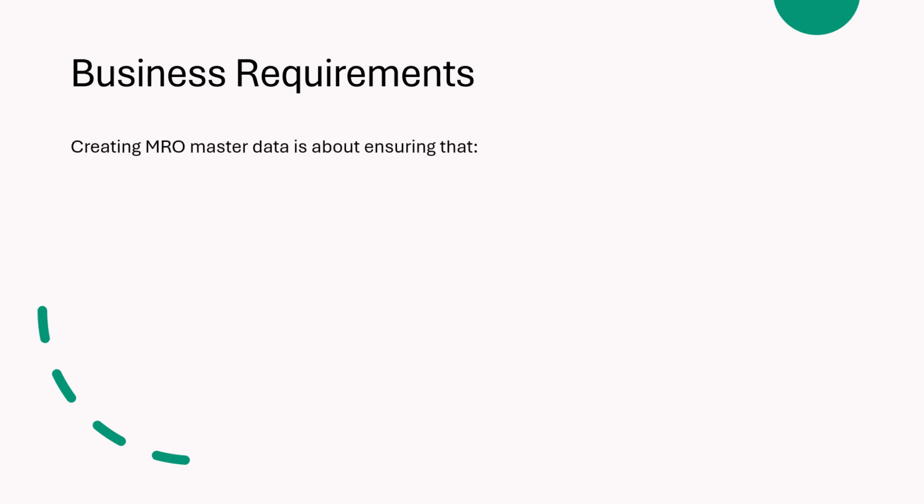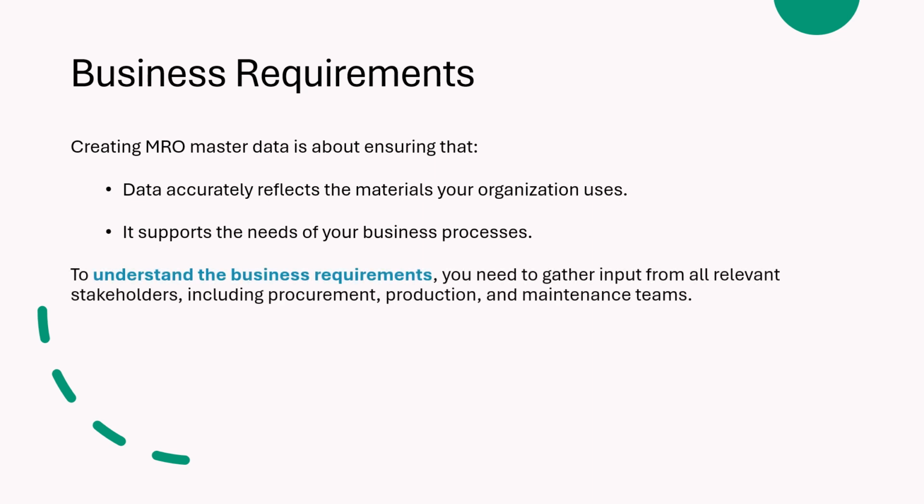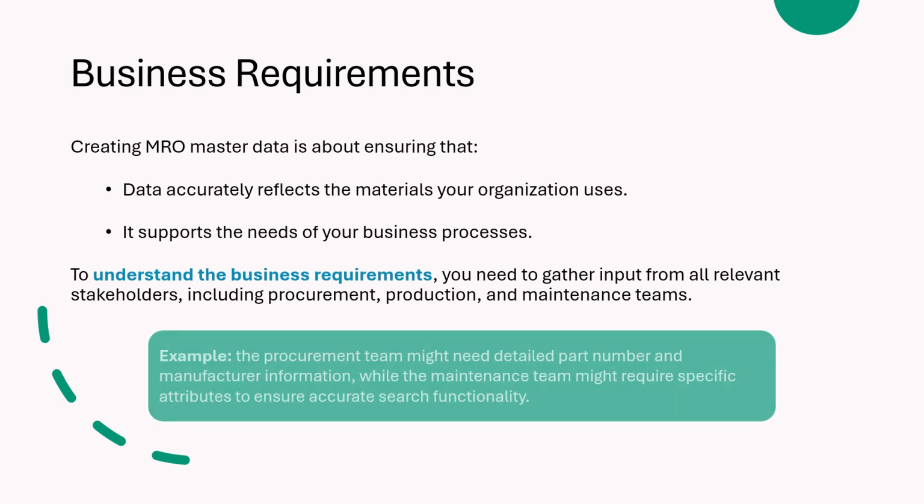Creating MRO master data is not just about filling in fields in an ERP system. It's about ensuring that the data accurately reflects the materials your organization uses and that it supports the needs of your business processes. Before you start creating data, it's crucial to understand the business requirements. This means gathering input from all relevant stakeholders, including procurement, production, and maintenance, to ensure that the data meets their needs. For example, the procurement team might need detailed part number and manufacturer information, while the maintenance team might require specific attributes to ensure accurate search functionality.